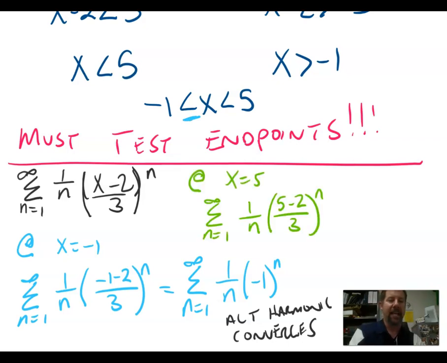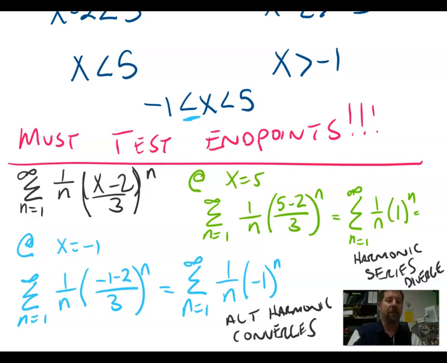Okay, now I can plug in the other endpoint, and I'm going to test at 5. When I simplify this, I'm going to get 1 over n times 1 to the n. And 1 to the n is just 1, so this is the harmonic series. And so this one is going to diverge. So you can tell people what's happening and that you know what's happening. But it's going to converge at negative 1, but diverge at 5. So I need to include negative 1, but not 5.